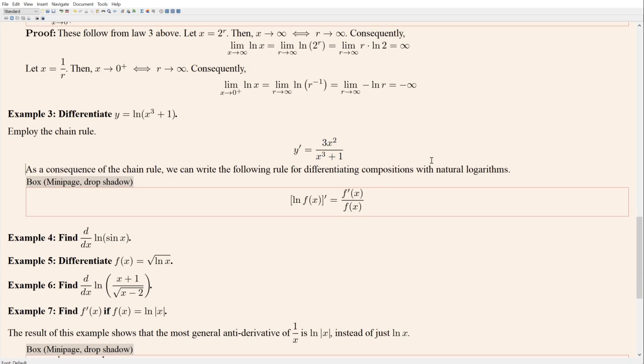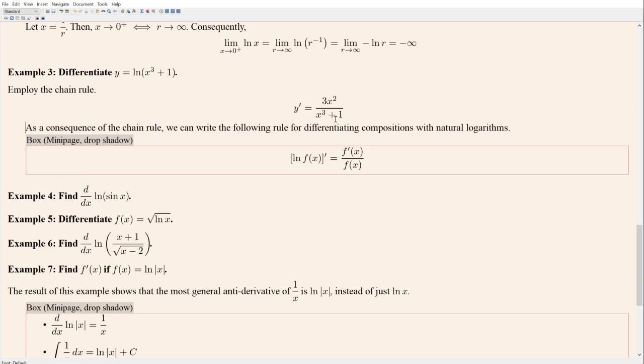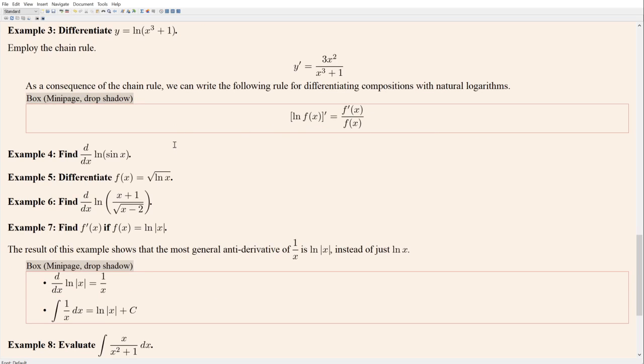So that's easy. Basically just drawing your attention to the fact that you have to use the chain rule if there is stuff inside of the log, which is exactly what I note down here. If you are differentiating a log of stuff, then that is the derivative of the stuff over the stuff itself, right? So log of x cubed plus 1, differentiate it. It is the derivative of x cubed plus 1, 3x squared, over x cubed plus 1. So that's easy.